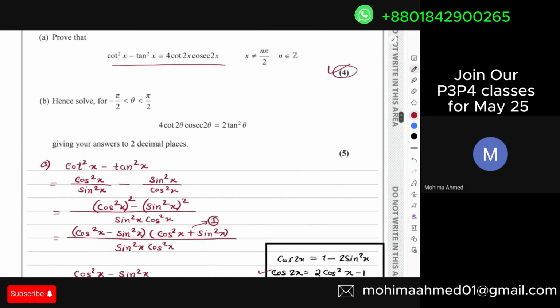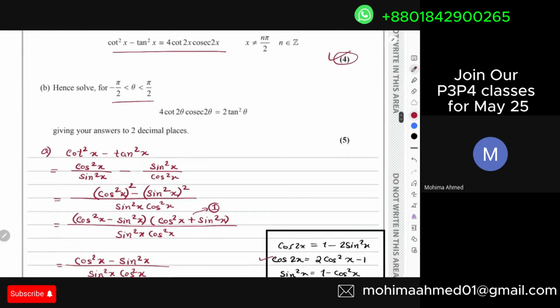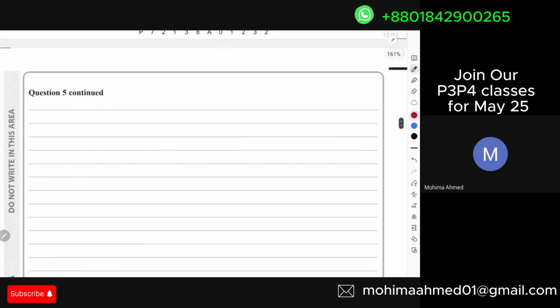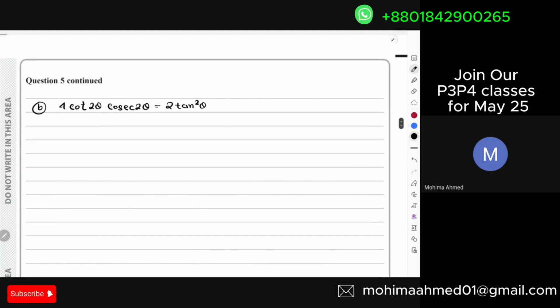Okay, now if you move on to part B, within the range of negative 90 to 90, we have to solve this equation: 4 cot 2 theta cosec 2 theta equals 2 tan squared theta. I have to first simplify this equation.